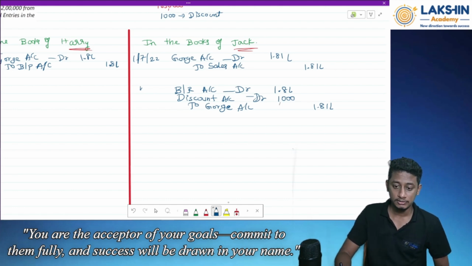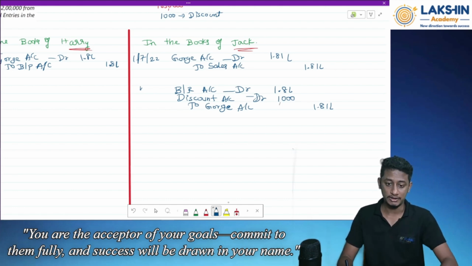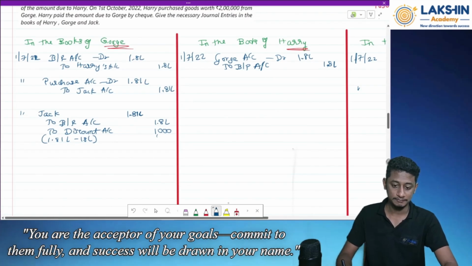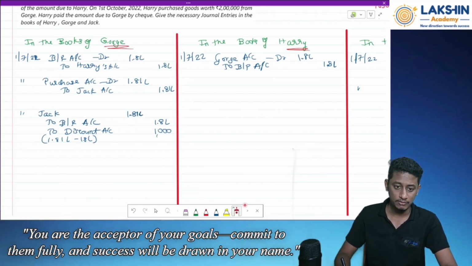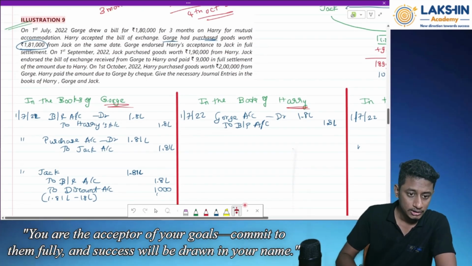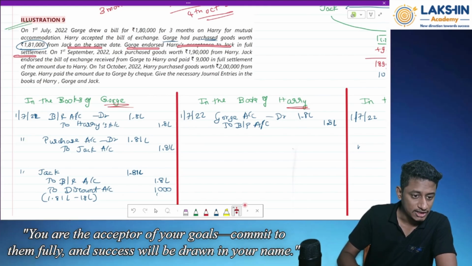Clear? This is how you pass the entries for endorsement. Then going ahead, what has happened? After endorsement, what has happened? George endorsed acceptance on settlement. Okay, fine. Now on 1st September, Jack has purchased goods worth rupees 1,90,000 from whom?